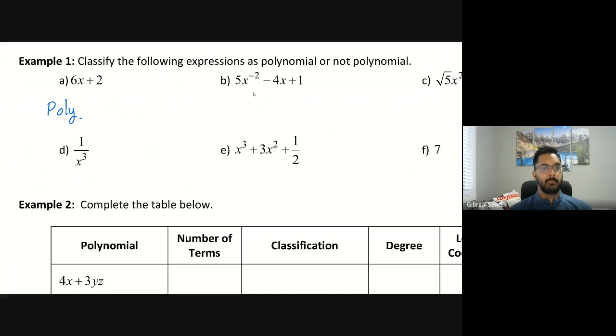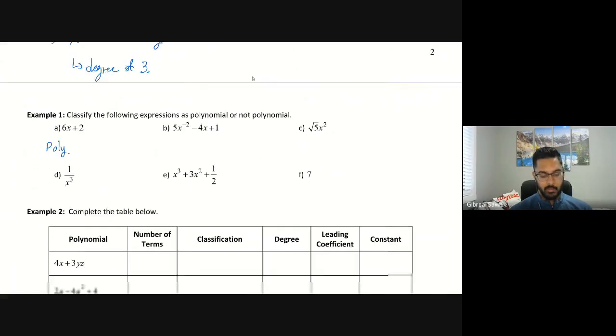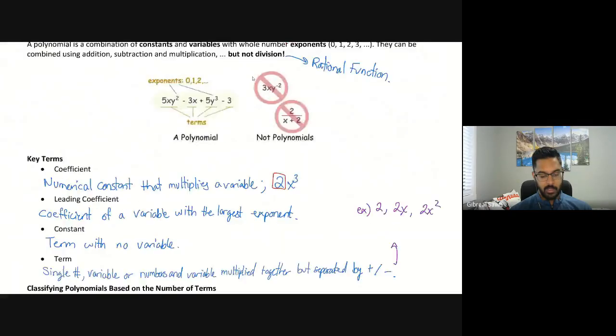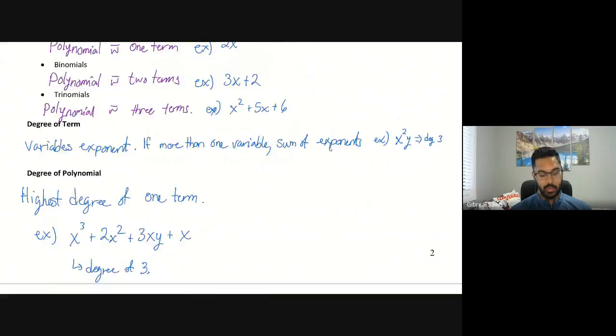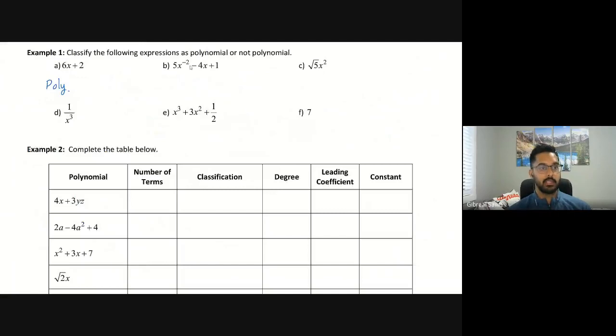For B, if I look at this power, that -2 is not a whole number. So if I think back to the very first thing we talked about, a polynomial is a combination of constants and variables with whole number exponents. So from 0 and up. So no negatives in whole numbers. So for B, since that exponent's a negative, this is not polynomial.